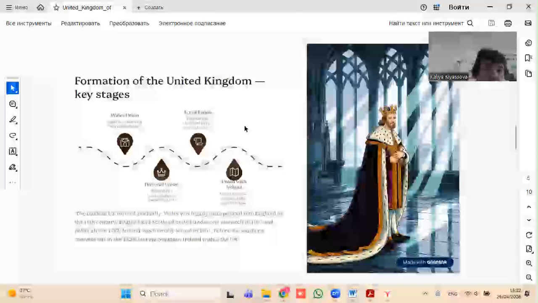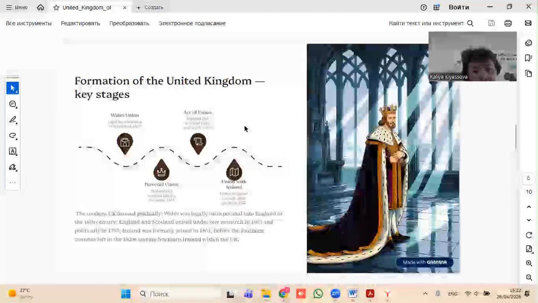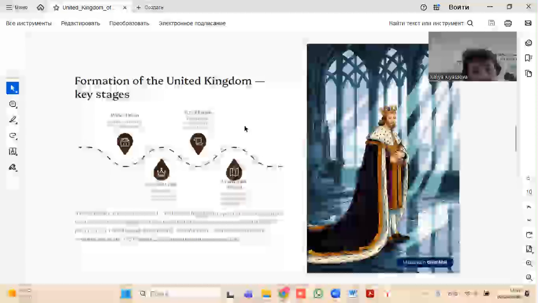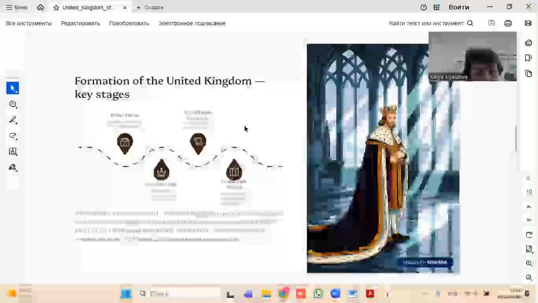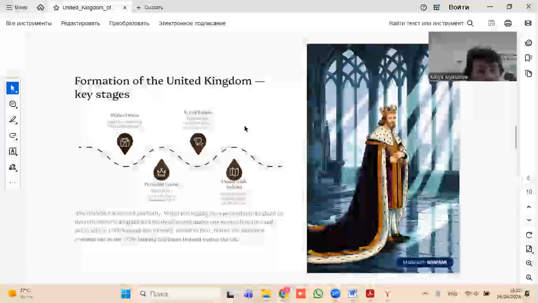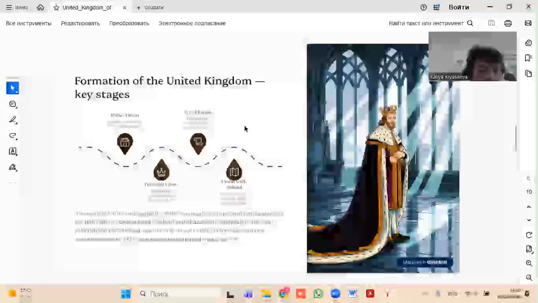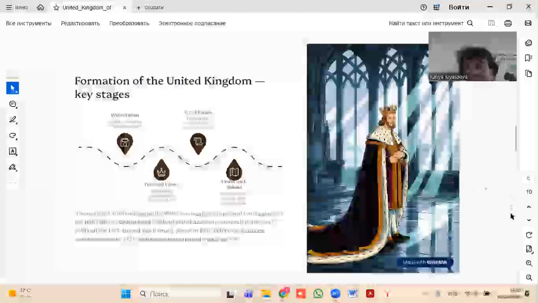Now, the modern UK formed gradually. Wales was legally incorporated into England in the 16th century. England and Scotland united under the monarch in 1603, and politically in 1707. Ireland was formally joined in 1801, before the southern counties left in the 1920s, leaving Northern Ireland within the United Kingdom.